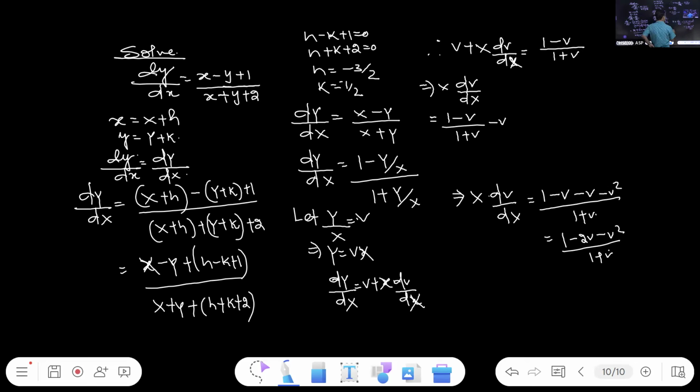Now the equation is in variable separable form. So integral (1 plus v) upon (1 minus 2v minus v square) dv is equal to integral dX upon X.